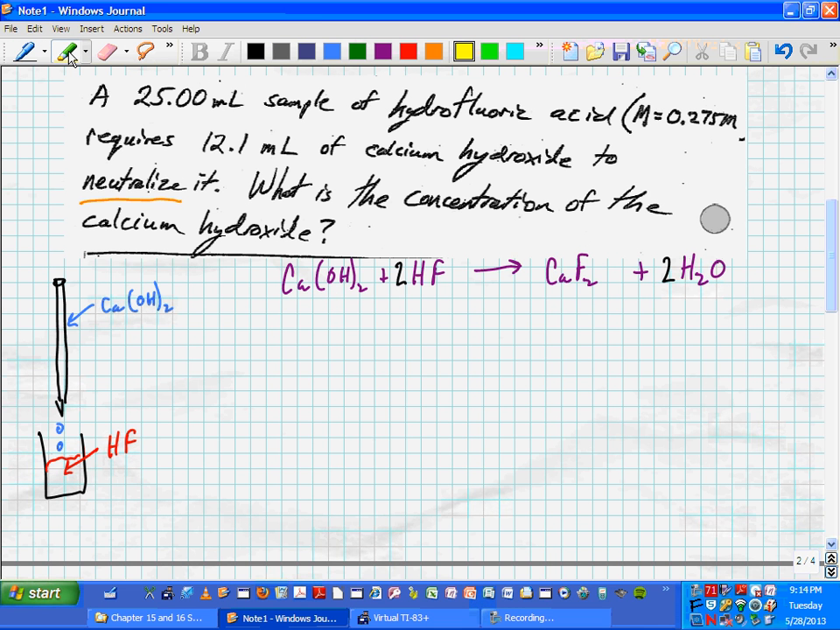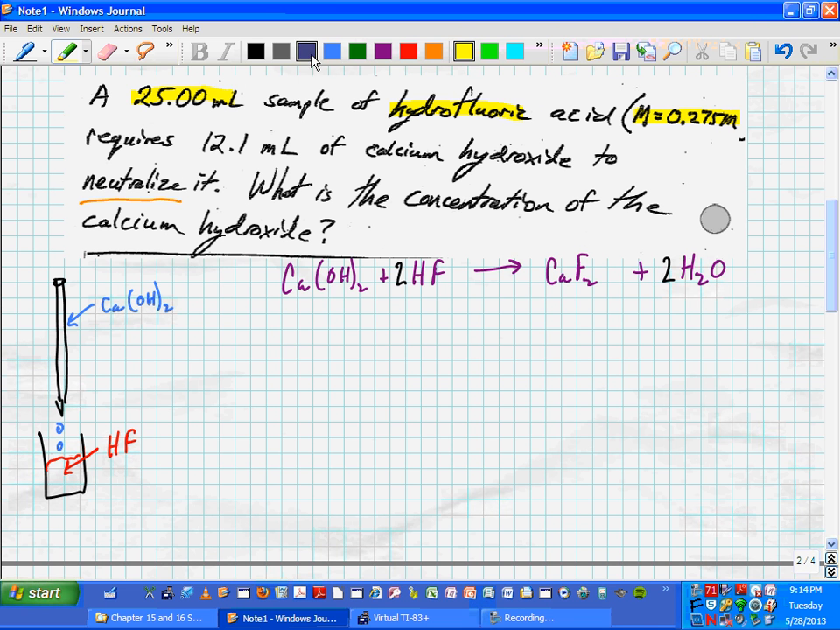So I said that we would start with a volume as our given, preferably a volume that I can convert using a concentration. Well, I've got 25 milliliters of hydrofluoric acid, and we know the concentration of that. That's the one I can convert. 12.1 milliliters of calcium hydroxide, I don't have anything to convert that with. I can't convert that to moles. I've got no concentration to go with it.